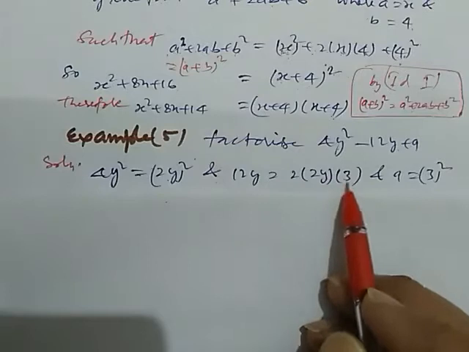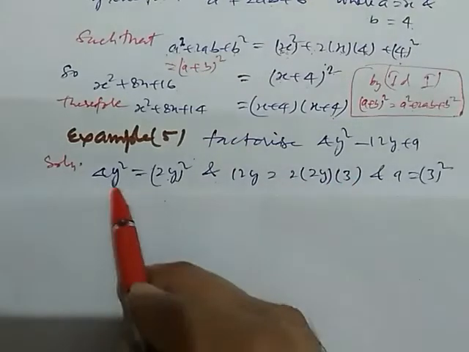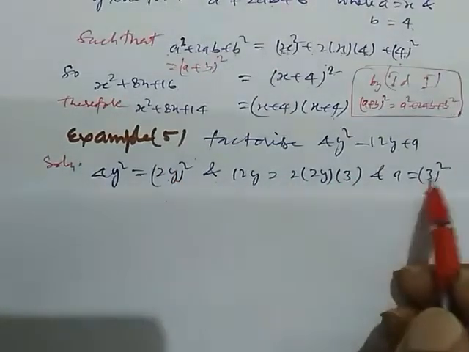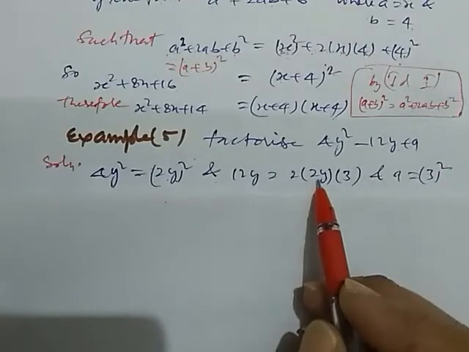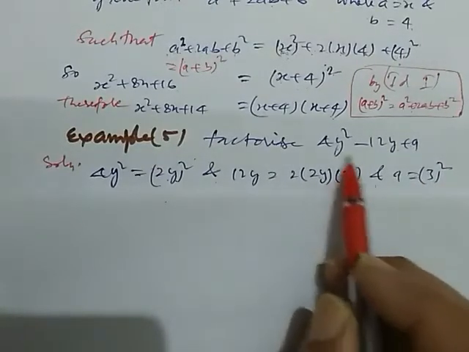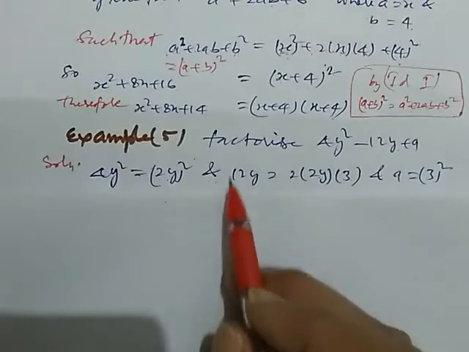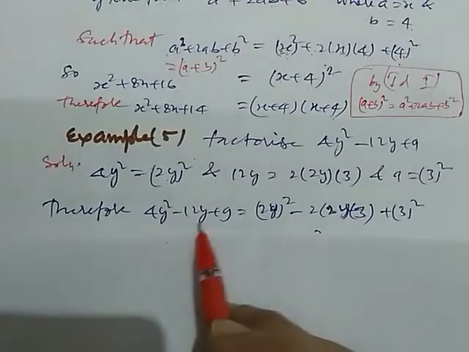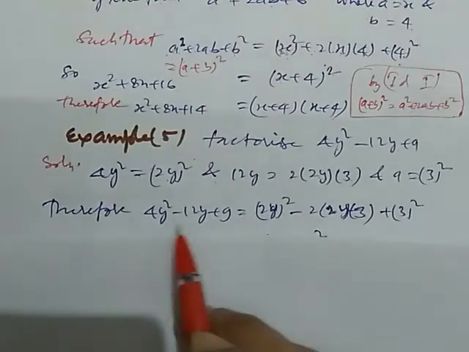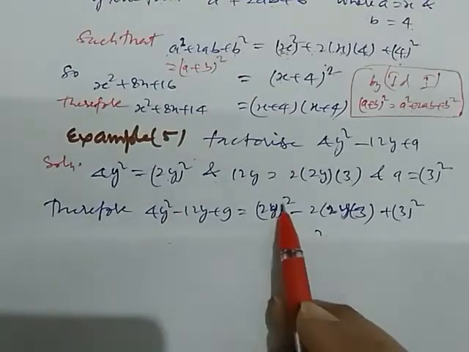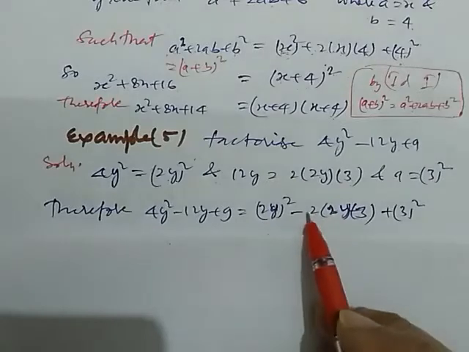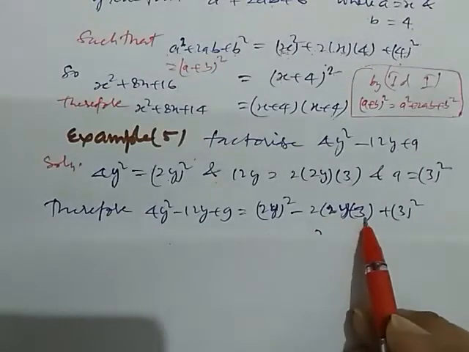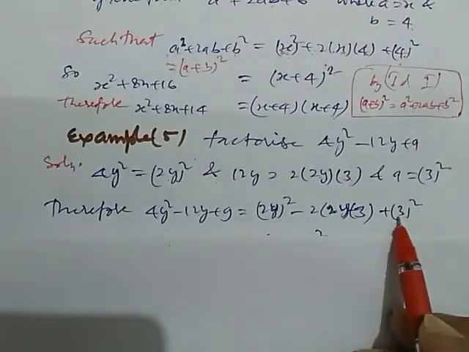So we put 3 here. The first term is 2y whole square and the last term is 3 whole square. So there is the first and last term, and so we get this middle term. 12y can be written as this. Now we put the values: 4y square as 2y whole square, minus 12y as minus 2 into 2y into 3, and this 9 as 3 whole square.